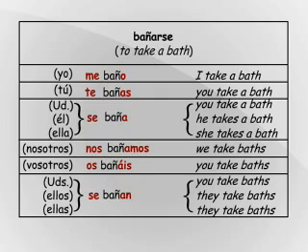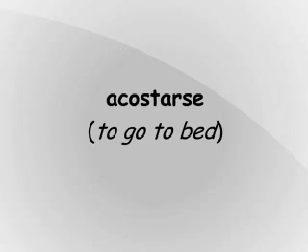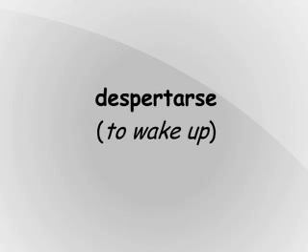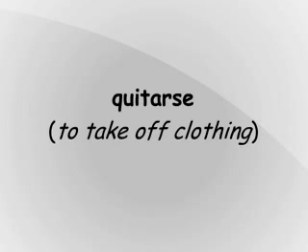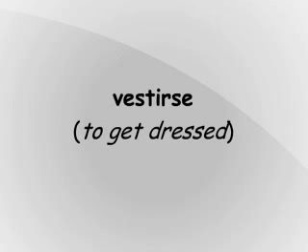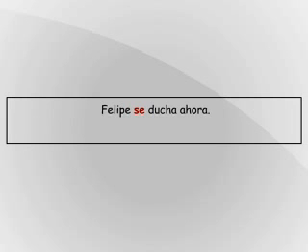Other common reflexive verbs in Spanish include acostarse, to go to bed, despertarse, to wake up, levantarse, to get up, to stand up, quitarse, to take off clothing, and vestirse, to get dressed. When a reflexive verb is conjugated, the reflexive pronoun is placed immediately before the conjugated verb form. Felipe se ducha ahora. Me levanto temprano.